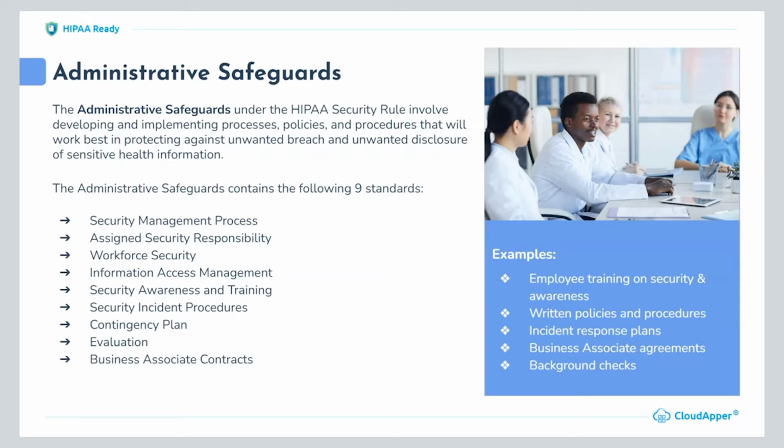Some examples of administrative safeguards can be employee training on security and awareness, written policies and procedures, incident response plans, business associate agreements, and background checks.